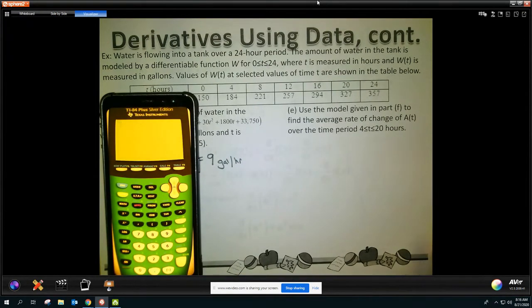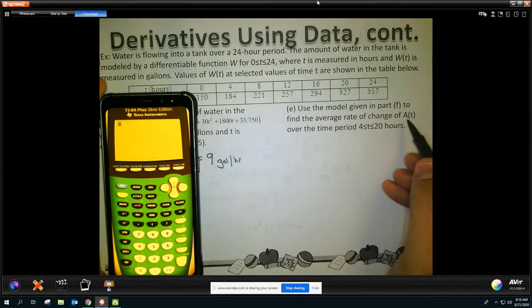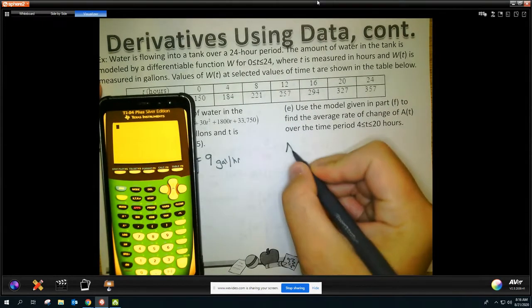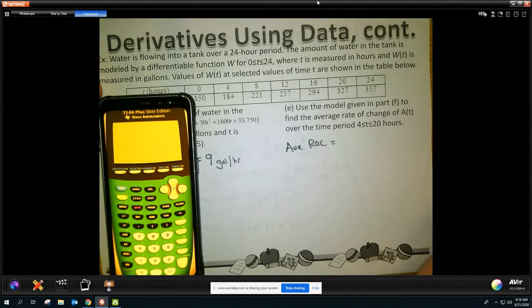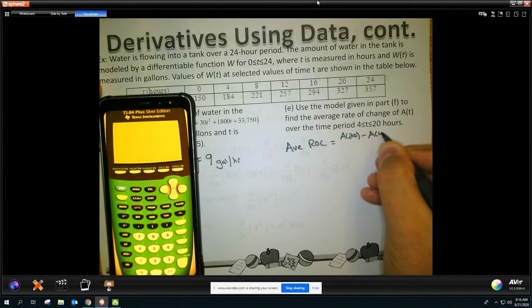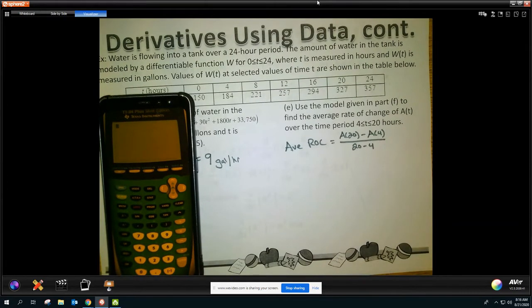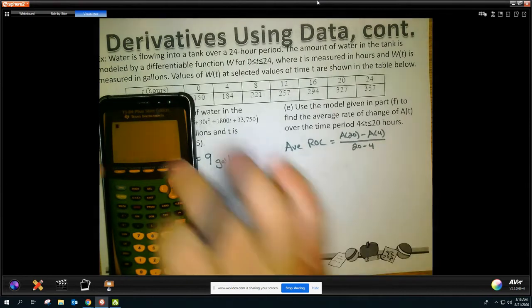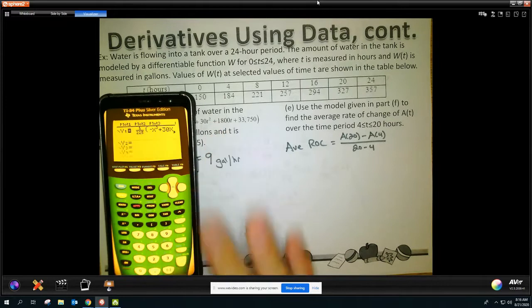Next part, use the model to find the average rate of change. So now we're using this model A instead of the table now. So the average rate of change. This does not change whatsoever how we write this part. It's going to be A of 20 minus A of 4 over 20 minus 4. Same thing as we did the part B, but instead of W, this one's A. And this one you can do purely in your calculator. Okay, I already have the function in Y1, so let's go ahead and use that.